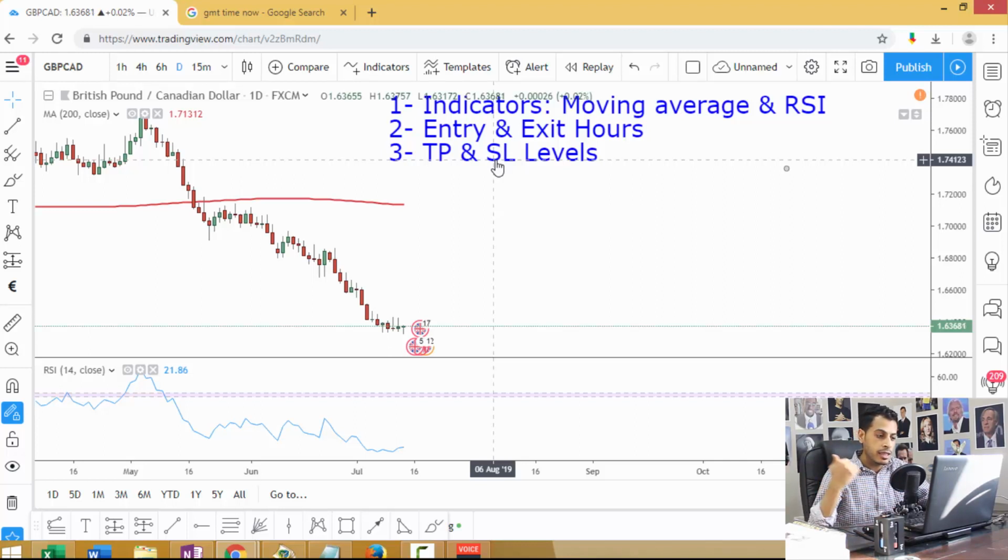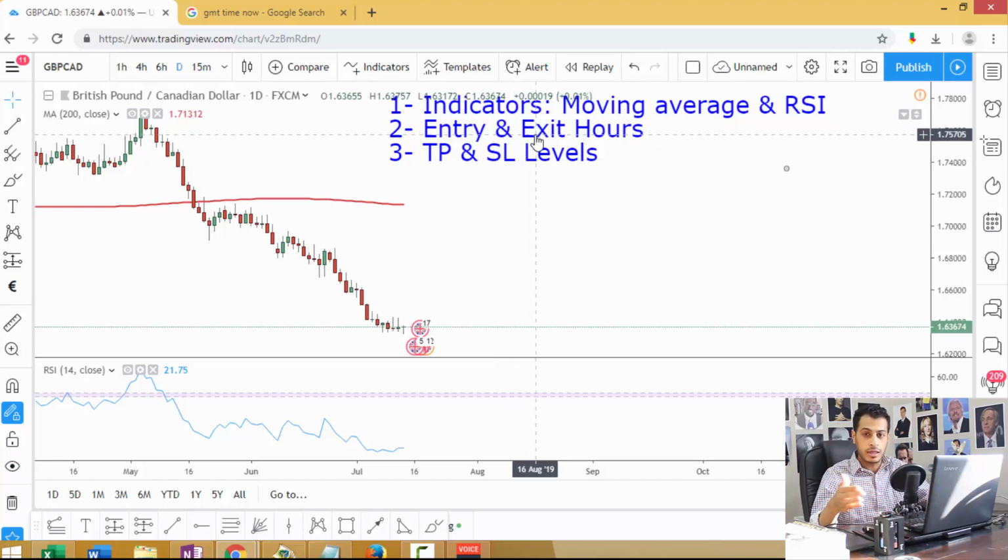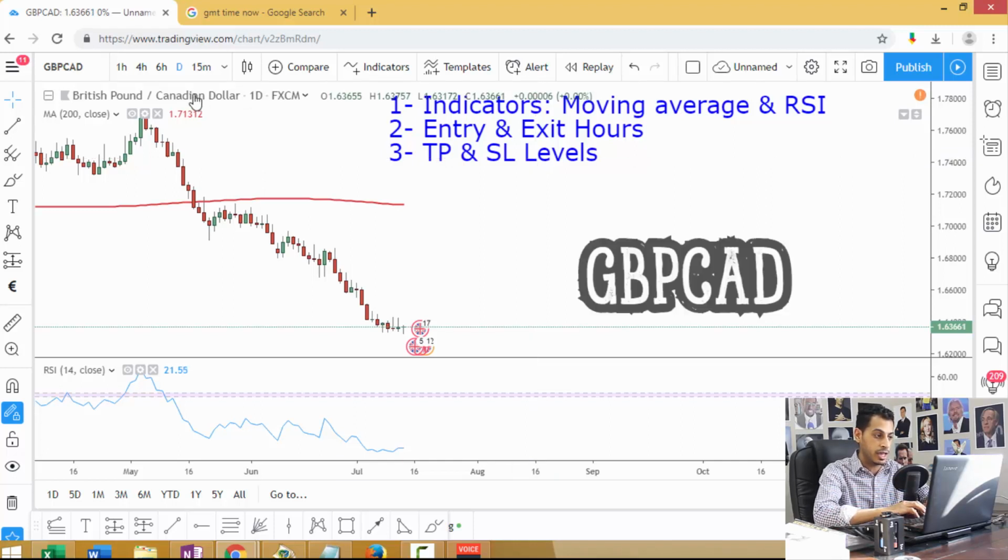If we are at a loss at the time of the exit hour, then we are going to exit the trade for a loss. So really we are only going to buy at 11 p.m. and then either hit the take profit or stop loss level. If not, then we are going to close the trade at 1 p.m. the next day. And what we are going to do right now is together we are going to see if we are going to have a trade tonight in the pound CAD dollar.